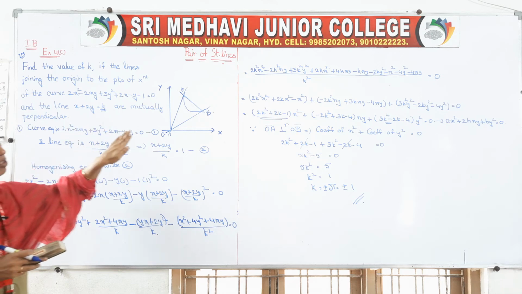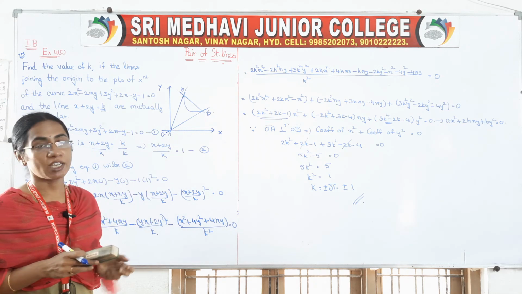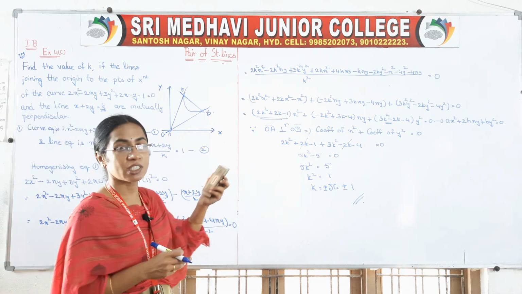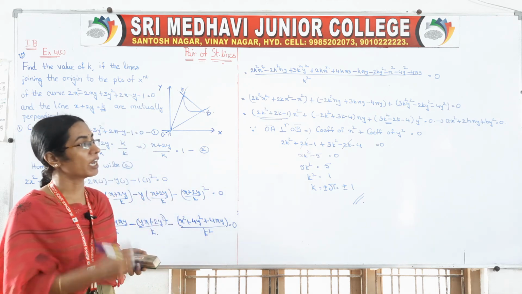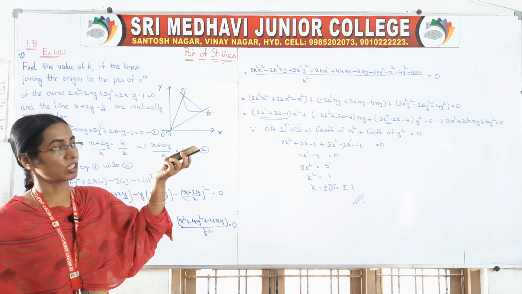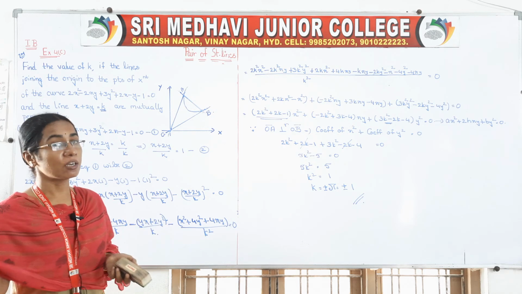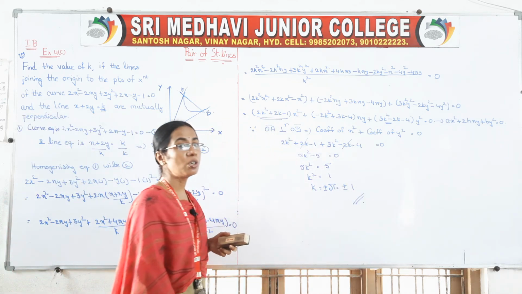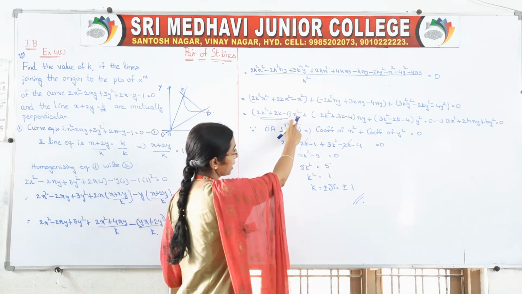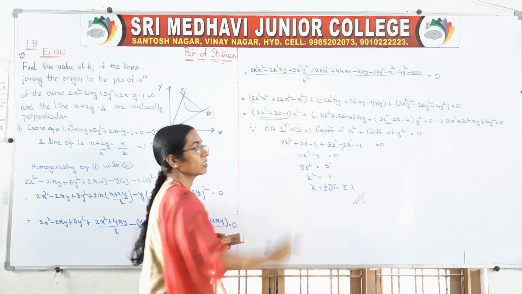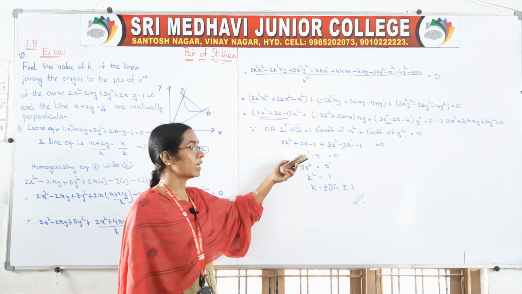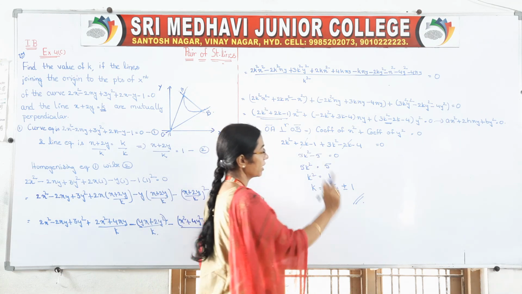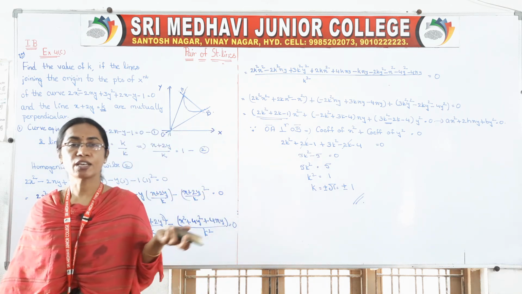After that, write all x square terms together, xy terms together, y square terms together and take outside, then your equation will be in ax square plus 2hxy plus by square, nothing but the combined equation of OA and OB. Whenever the combined equation of OA and OB is given and OA is perpendicular to OB, then coefficient of x square plus coefficient of y square is equal to 0. Coefficient means its multiple: x square multiple plus y square multiple is equal to 0. Then we got 2k minus 2k cancel, 5k square minus 5 is equal to 0, 5k square is equal to 5, so k is equal to plus or minus root 1, value is 1.